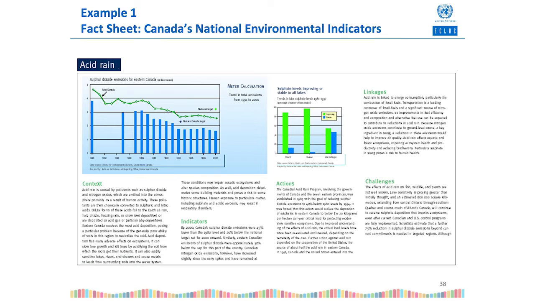So an example of a fact sheet is from Canada's National Environmental Indicators. Under this, we are shown a graph of acid rain and the calculation of the indicator sulfur dioxide emissions for Eastern Canada. The context is given here, as well as the indicators and the actions that would be taken. Some linkages are listed, and here we would see where there are linkages to energy consumption, the ecosystem and aquatic health, as well as linkages to human health. And there are also challenges that the country faces with acid rain.